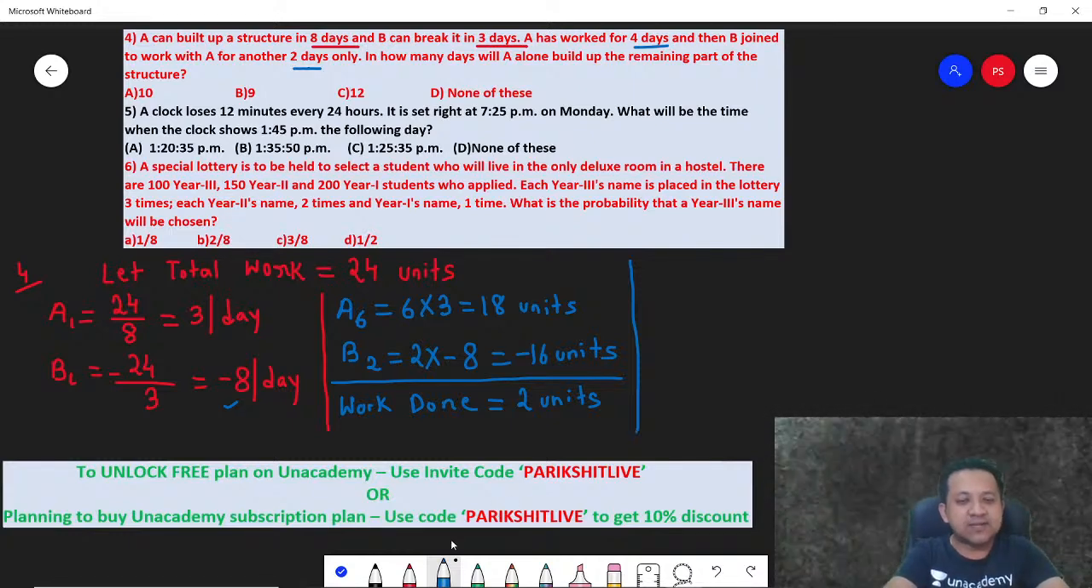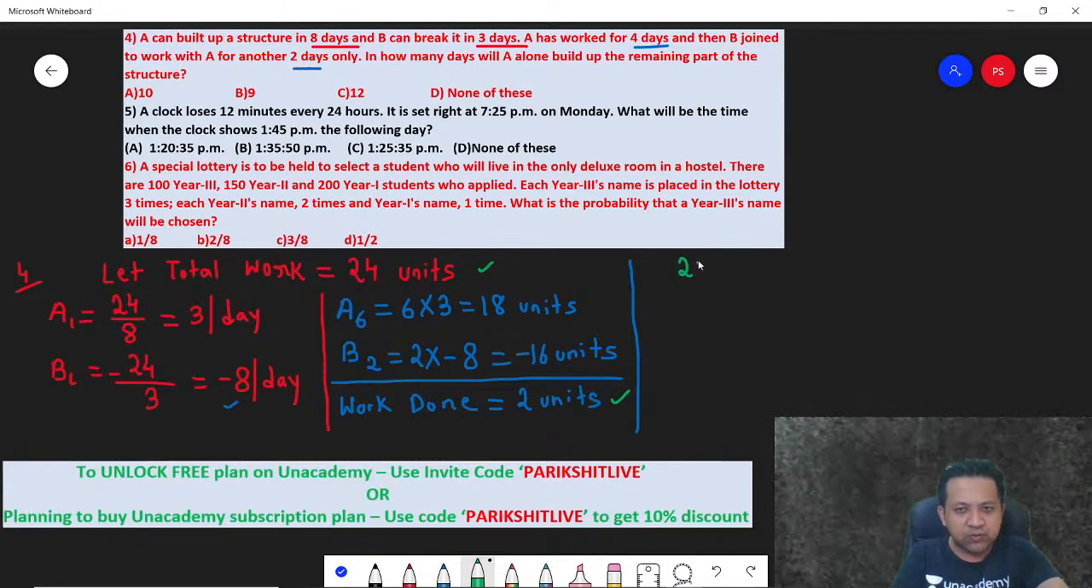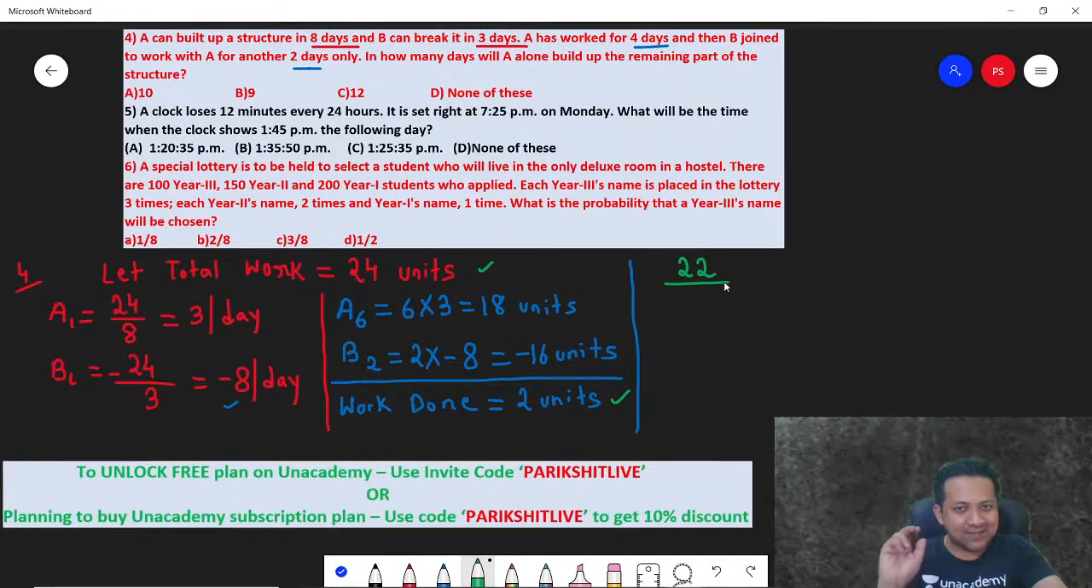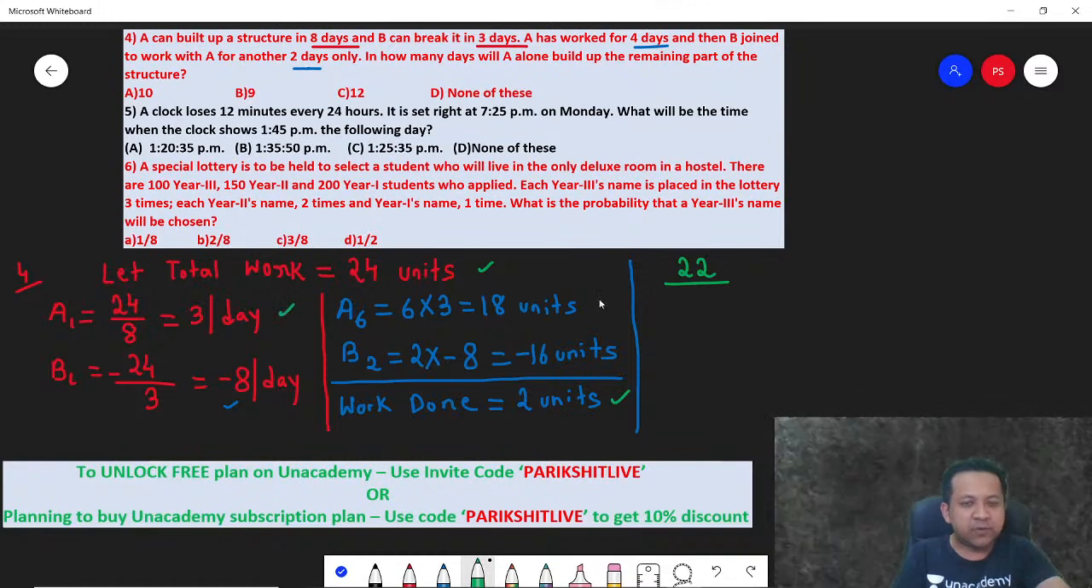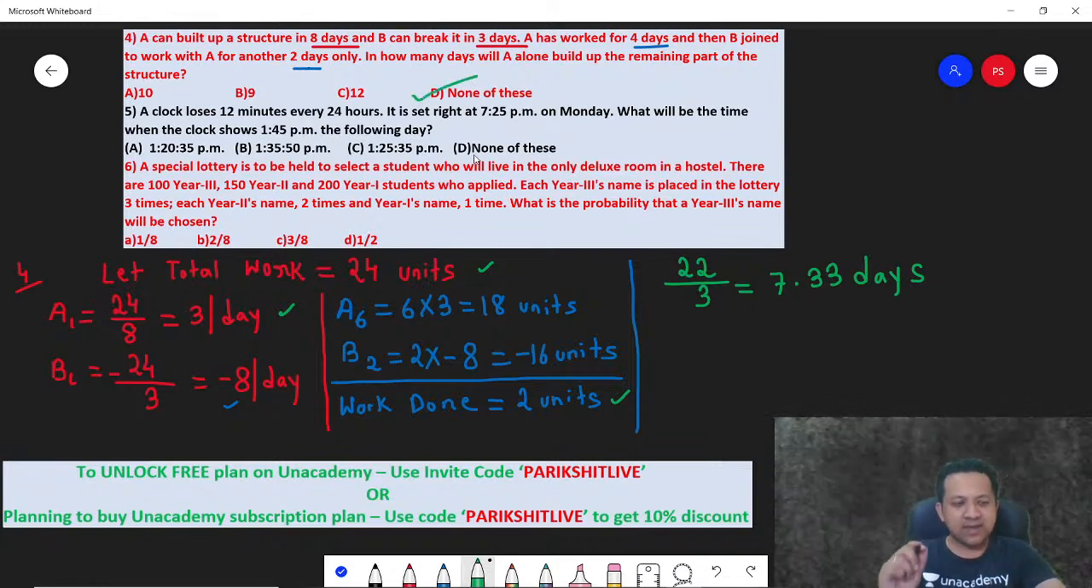Question is, in how many days will A build up the remaining part of the structure? What is remaining? Only 2 units you have done. Remember, total is 24. So 24 minus 2, 22 units are remaining. A alone has to do it. A does 3 units per day. So 22 by 3 comes out to be 7.33 days, and that's your answer. Answer is none of these.